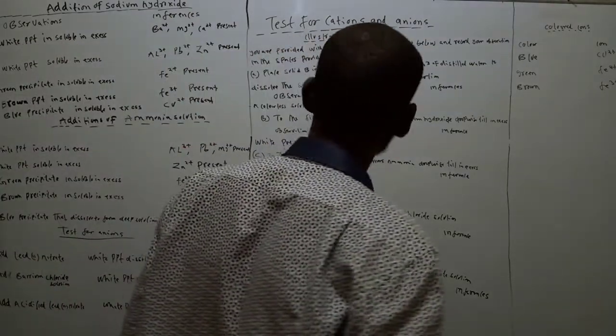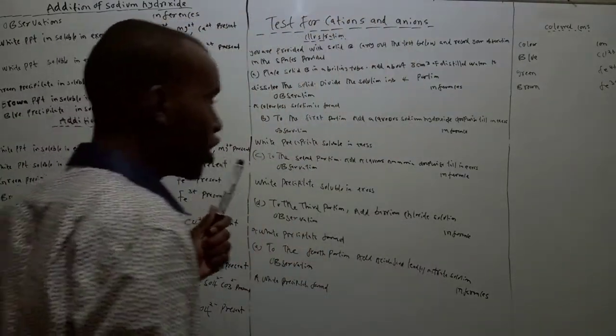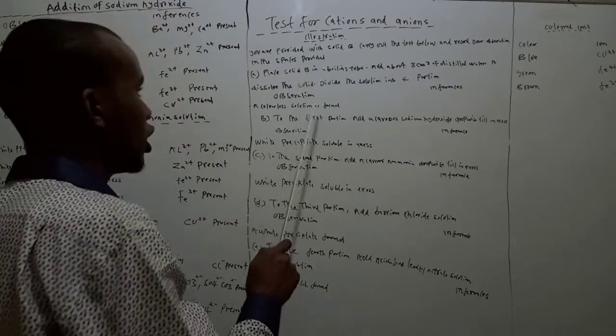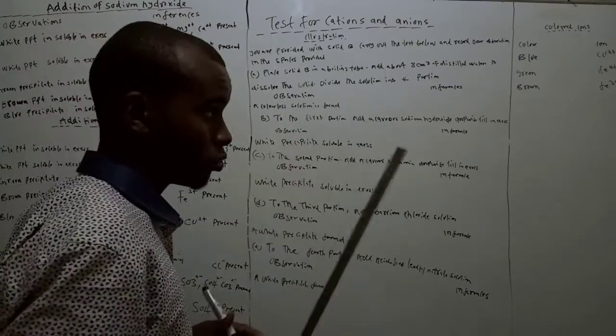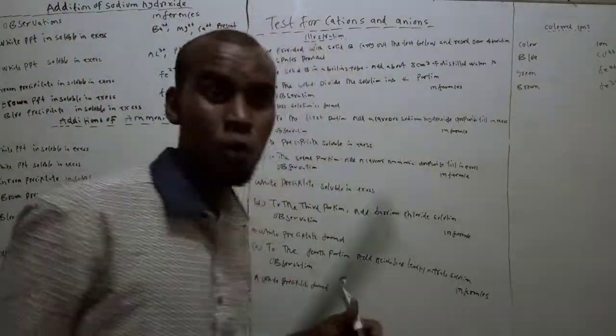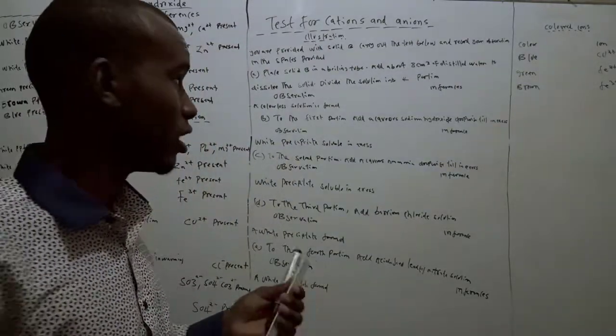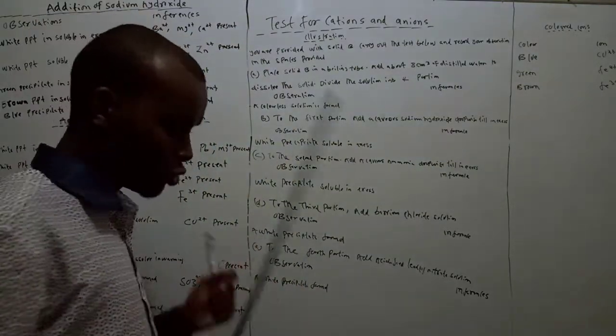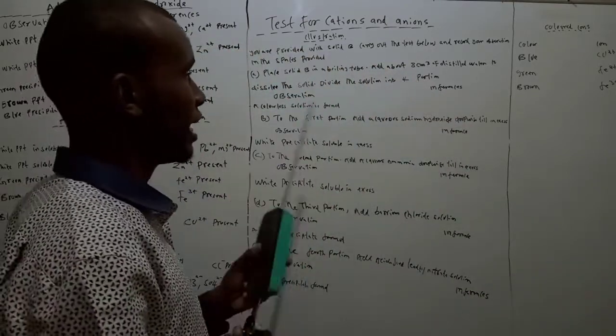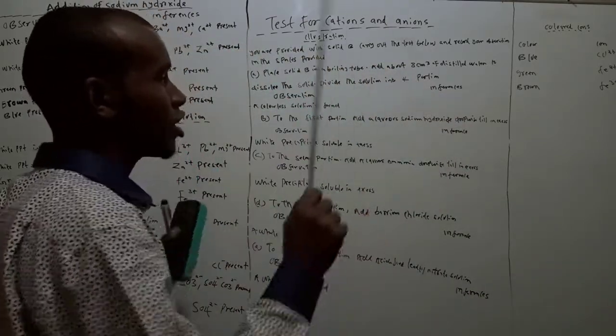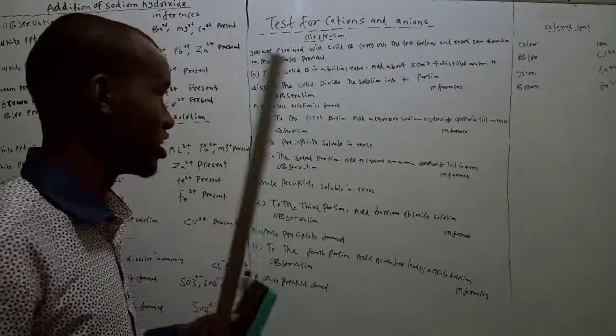Now let me again rewind the question. Let me repeat again for easy understanding. We are told we are provided with solid B. We don't know this solid B. We want to identify it. We'll identify it later. But we are told you are provided with solid B. Let me say this is my solid B. Then you are told to carry out the test below and record your observation in the space provided.